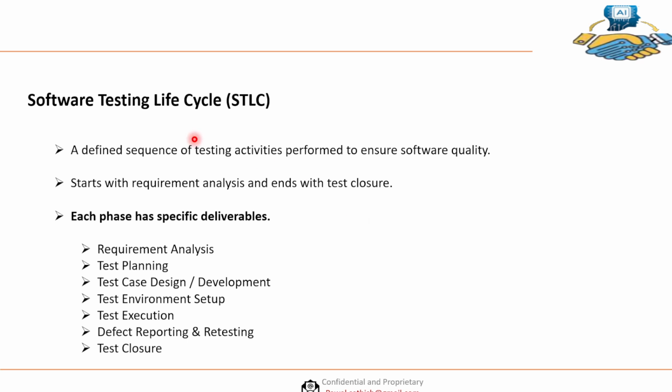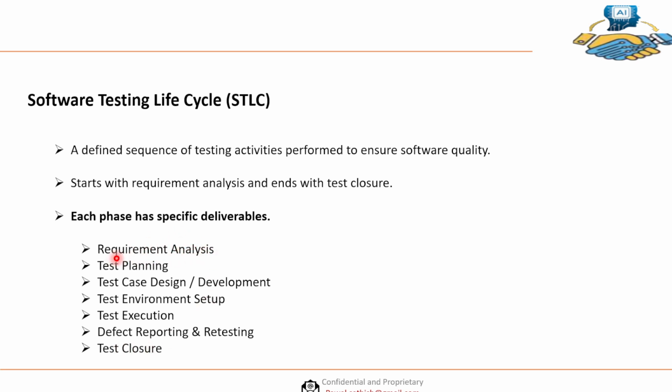Now we'll see the software testing life cycle in more detail. As I mentioned, as a full stack QA, our involvement is right from the requirement phase. So what is the software testing life cycle? It is a defined sequence of testing activities performed to ensure a quality software product. As I mentioned, it starts with requirement analysis and ends with test closure. Now this is the entire software testing life cycle. We'll see all these details, and each phase has some deliverables.